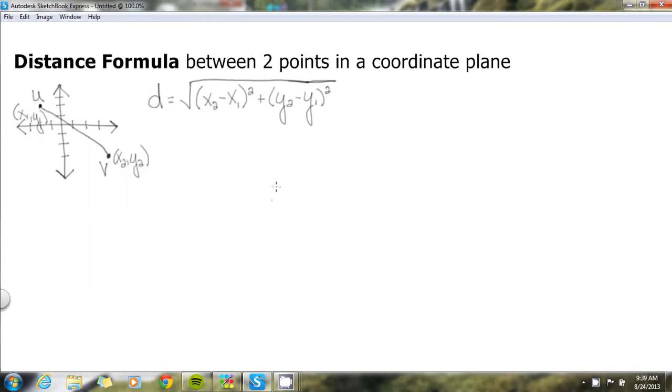We've learned before how to find the distance between 2 points on a number line. Now we're going to talk about how to find the distance between 2 points in the coordinate plane. Again, we've got 2 points in the coordinate plane that both have x and y values. So point U has x sub 1 and y sub 1. Point V is x sub 2 and y sub 2.